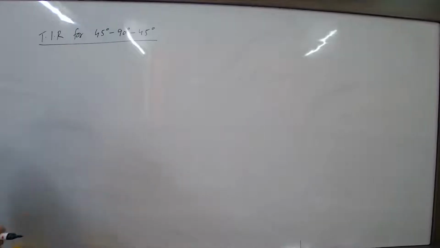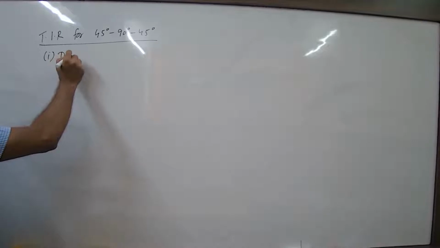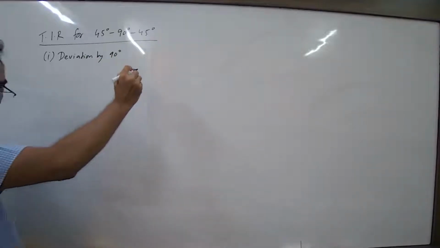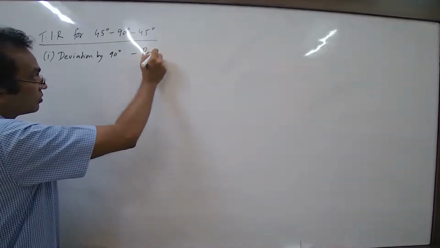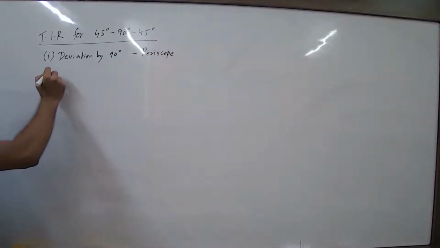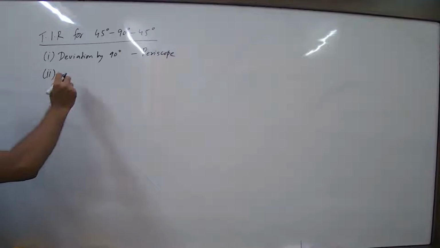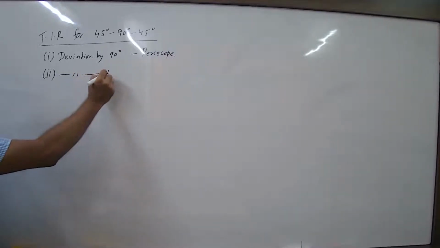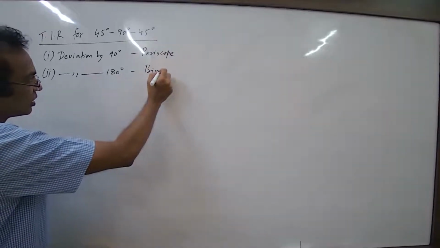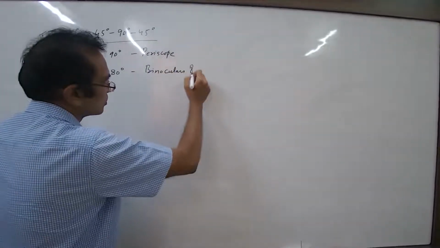This we completed, right? What applications did we complete here? Deviation by 90 degree. This application was in periscope, right? Everybody remembers it? Then the second application was binoculars and cameras. Which deviation was that? 180. Yes, this was 180 degree. This was in case of binoculars and cameras.